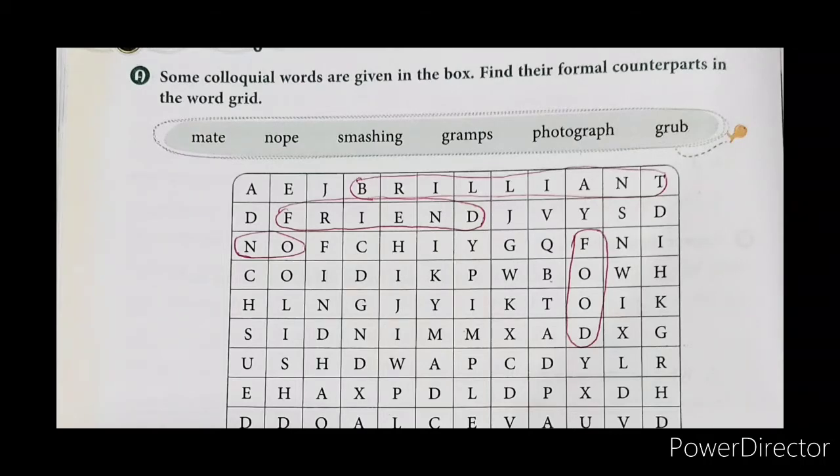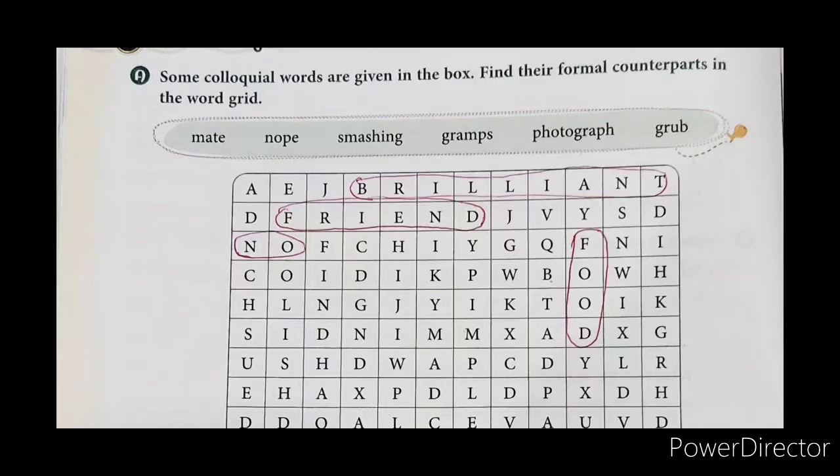Look at the next word. It is nope, N-O-P-E, nope. What is meant by nope? Nope means no. N-O, no.